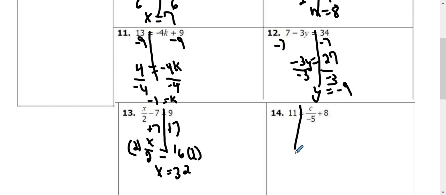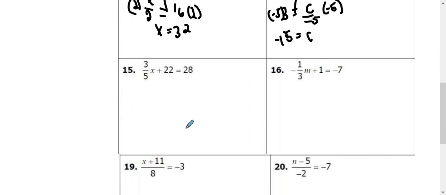Okay, next one, draw my little wall. It's a plus 8 right now, so you want to undo that and subtract 8 from both sides. So 3 equals c over negative 5. Now c over negative 5 is division, so you want to undo that. So you're going to multiply by negative 5, and so c equals negative 15.